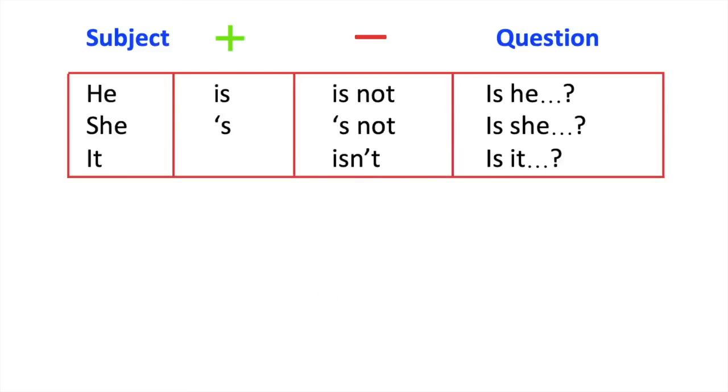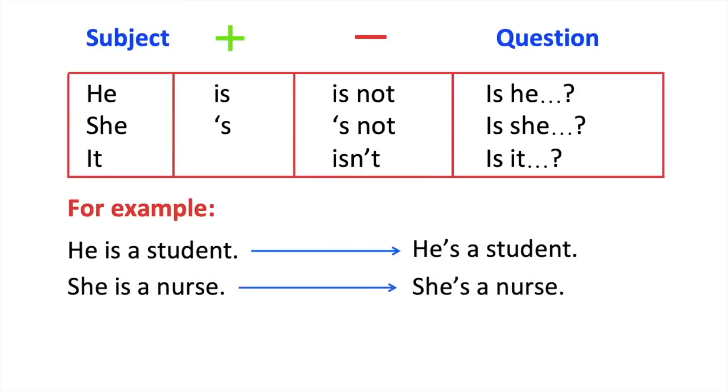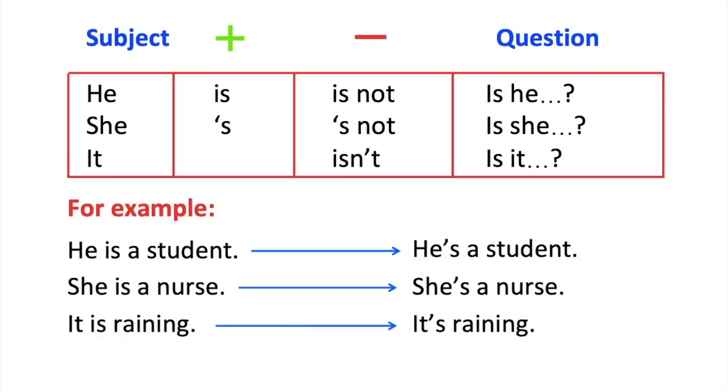Now let's look at the verb is. The positive form examples are he is a student, he's a student. She is a nurse, she's a nurse. It is raining, it's raining. The question is, is it raining?